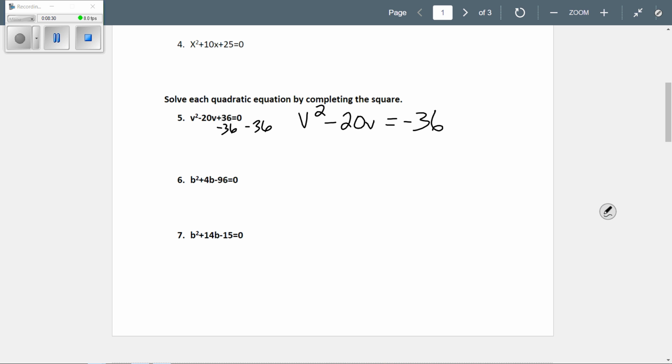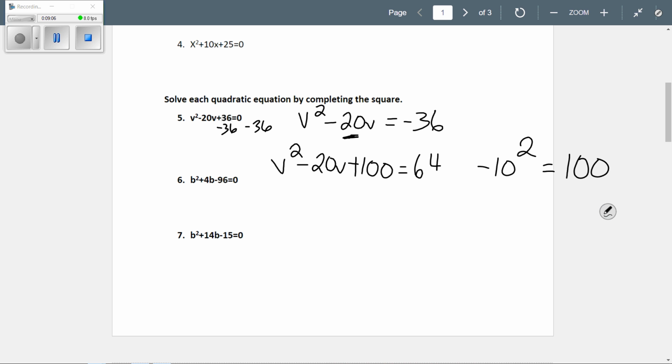Now we take half of b. B is this, so half of that is -10. We square it to get positive 100. Please don't forget, a negative number squared means the negative times a negative, which is a positive 100. And then we add it to both sides, getting b squared minus 20b plus 100 equals -36 plus positive 100, which is now a positive 64.